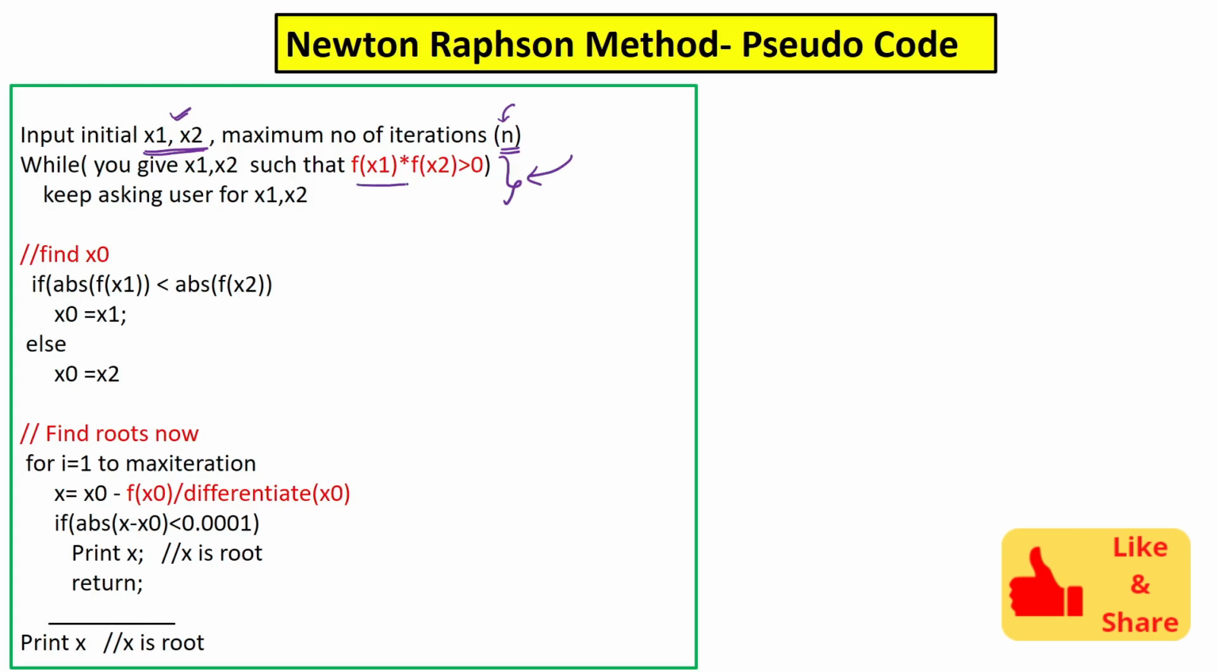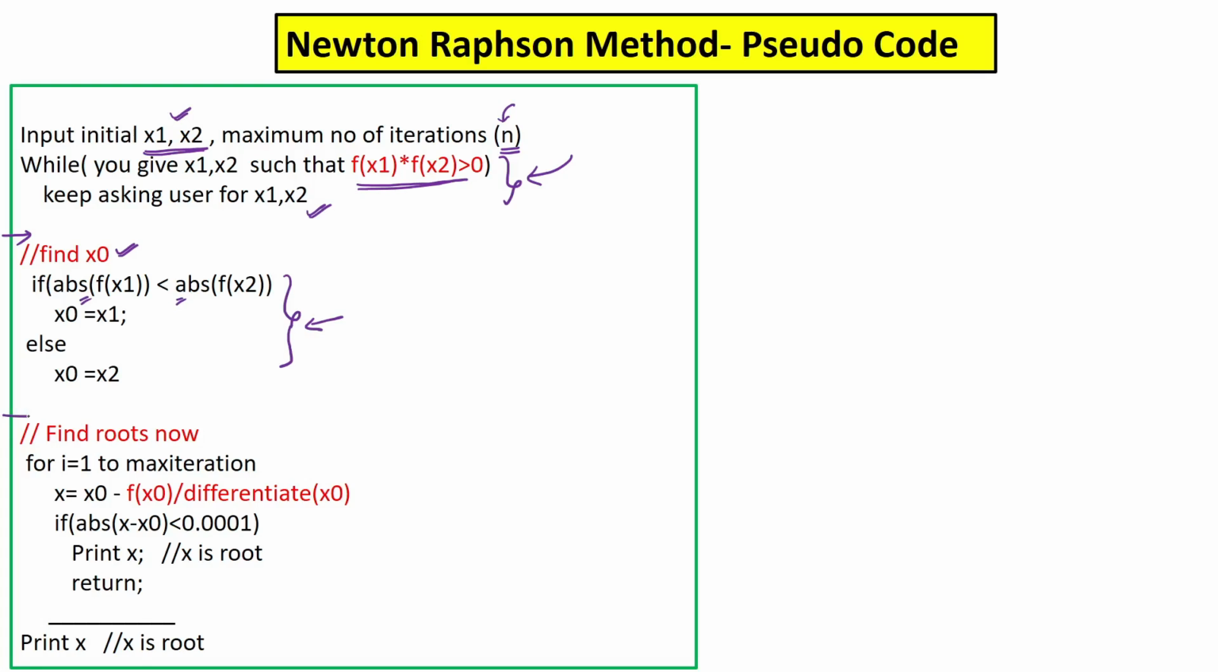So till the point this condition is true, that means this opposite sign condition is not valid. That means if this condition is true, we are getting f of x1 and f of x2 of the same sign, so we will keep on asking for x1 and x2 from the user. After we have found the correct x1 and x2, we will come out of this loop. Then the next step is we have to find x0 using the steps that we have discussed in our general steps before, using this concept of absolute value.